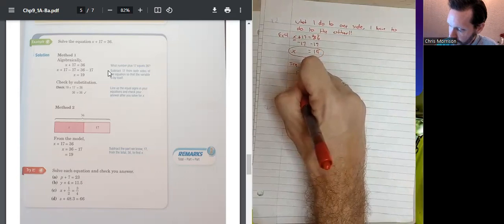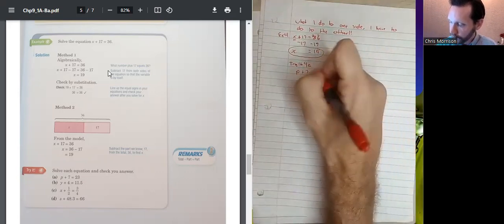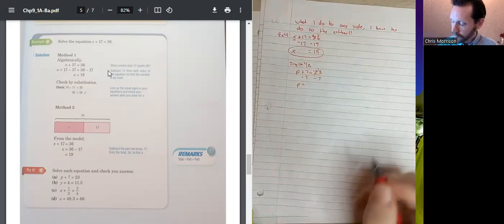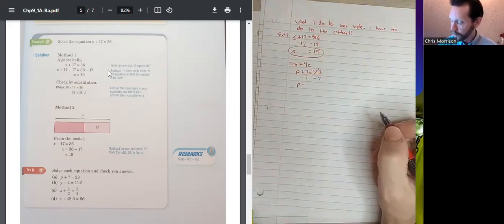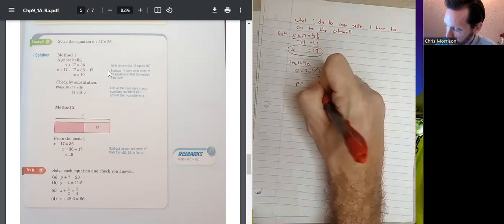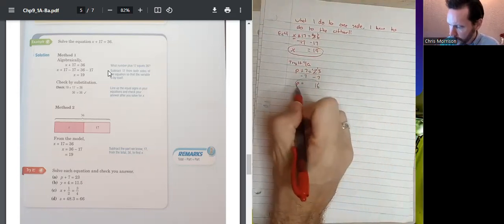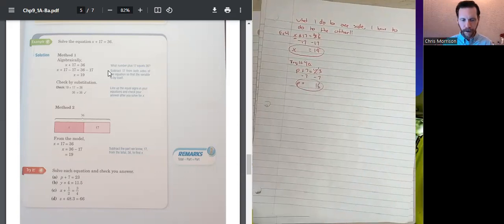That means P should equal, what's 23 minus 7? Well, 13 minus 7, 8, 9, 10, 11, 12, 13. I should know it off the top of my head, 6 and 1. And the answer is going to be 16. So you see how easy that is? P is 16. All right, there you go.